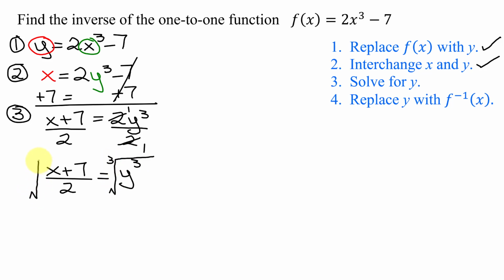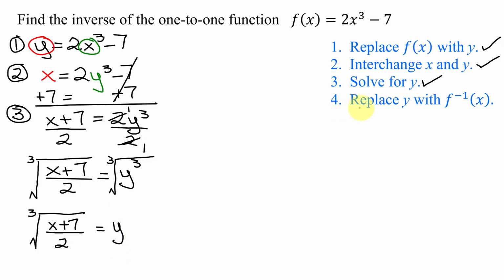So I'm going to take the cube root of both sides of this equation, and that gives me the cube root of x plus 7 all divided by 2. This expression, the whole thing is underneath the cube root symbol, equals, and what you get when you take the cube root of a cube function, they undo each other, so you just get y. So I finally completed step 3, which said to solve for y.